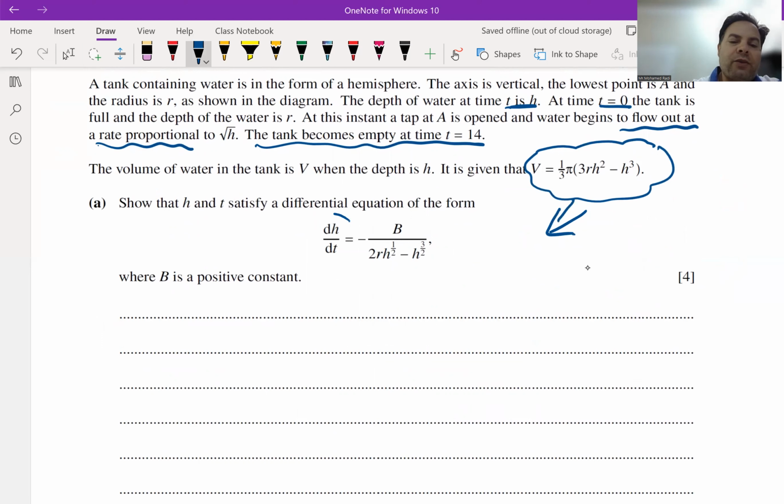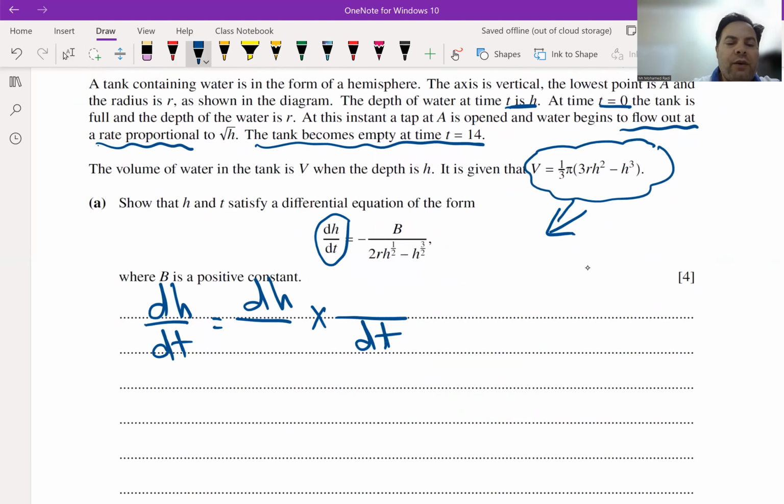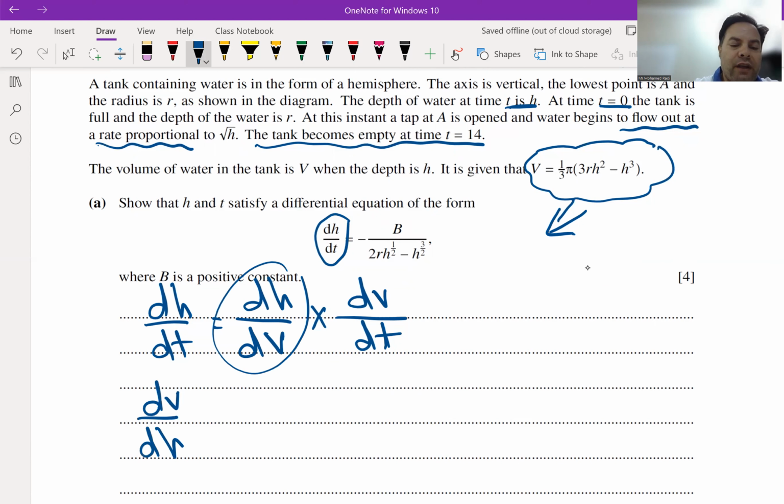Then, because we are asked to get dh by dt, we use the chain rule: dh by dt is equal to the product of dh by dV and dV by dt. The variable in between now is V. So you have to prepare dV by dt, and we already have dV by dt. First you have to get dh by dV. But the equation gives V in terms of h, so find dV by dh first, then find the reciprocal. So I will start now to get dV by dh from the given equation.